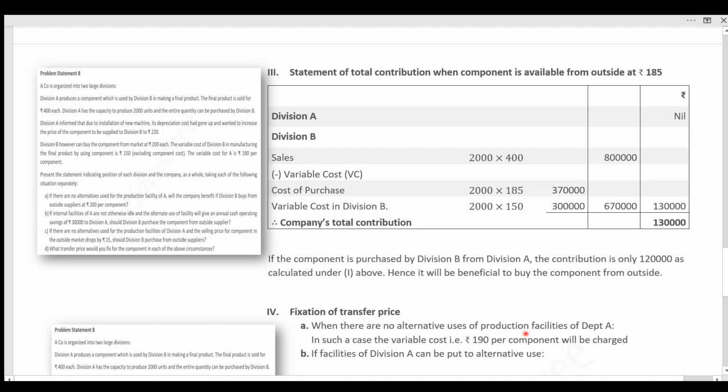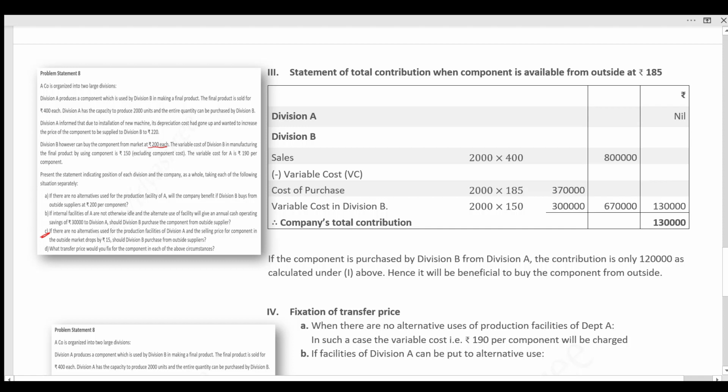Let us observe this in the left hand side with the question. Observe point number C. If there are no alternatives used for the production in A, and the selling price for the component in the outside market drops by rupees 15, that is, as I told you, the market price for the component is 200. It is reduced by 15 rupees, which is nothing but 185 rupees.